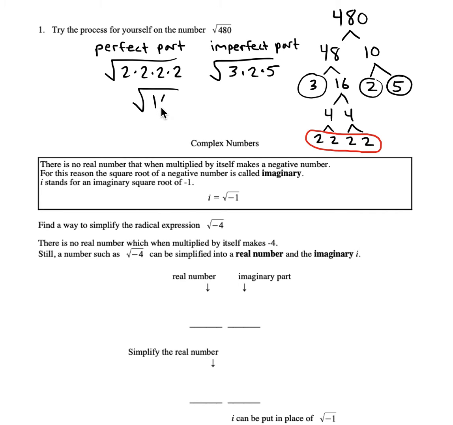So we'll have radical 16. 16 must be the biggest perfect square inside 480. And then over here we'll just have 30. We want to do the square root of 16 because it's a perfect square, and we'll have 4 radical 30 as our final answer.